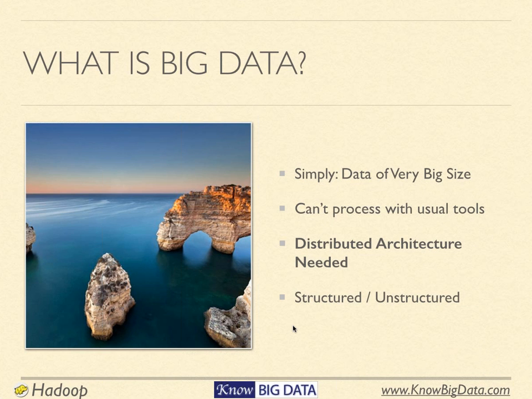The second point in the definition is that such data you cannot process with the usual tools. And for handling such data, you require distributed architecture. The third point, related to the distributed architecture, is the most relevant of all the points. Fourth is structured or unstructured.